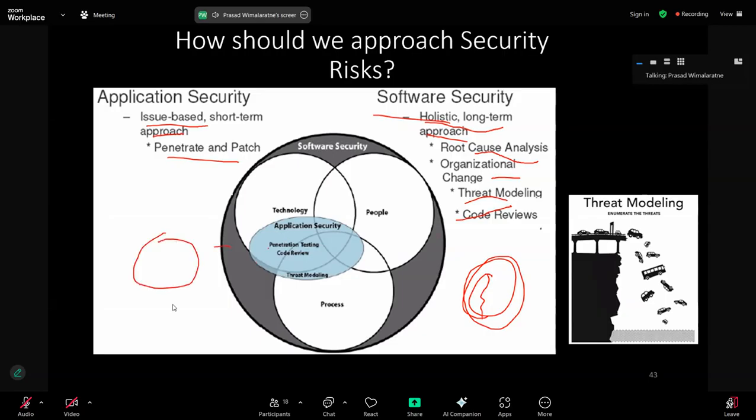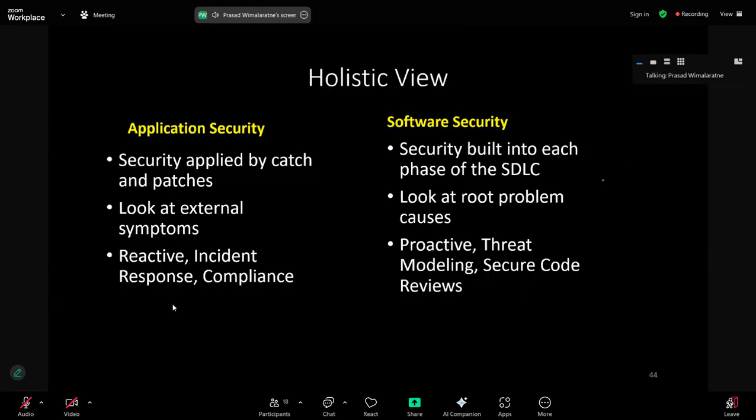So it's a question of: are we trying to fix things when they go wrong, or are we trying to fix problems in advance so that we'll have fewer problems? So proactive approach and reactive approach. Threat modeling is a common thing that we'll have to do. The high-level picture is that application security, as I said just now, is like build and patch, a catch and patch kind of approach. You build and patch the problems.